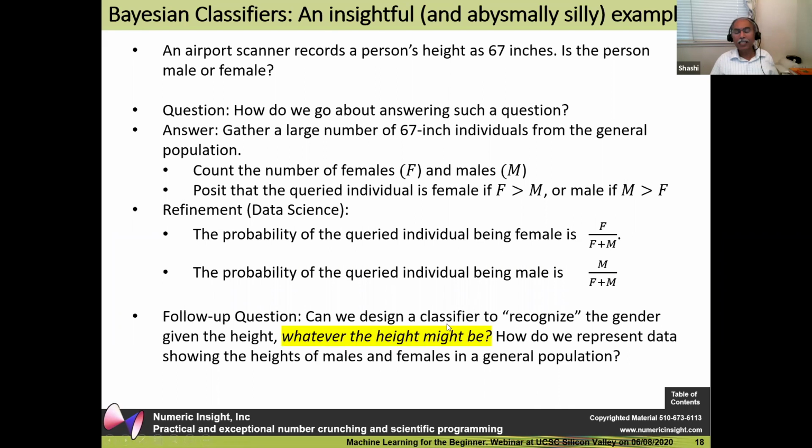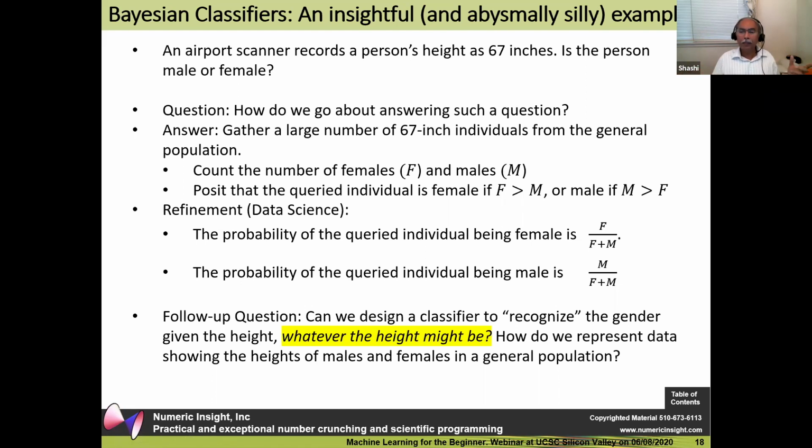So here's a follow-up question. Can we design a classifier to recognize the gender given the height, whatever the height might be? So here, we are not just saying 67 inches. We are saying the height can be anything, but can we still do this? How do we represent data showing the heights of males and females in a general population? How do we do it?